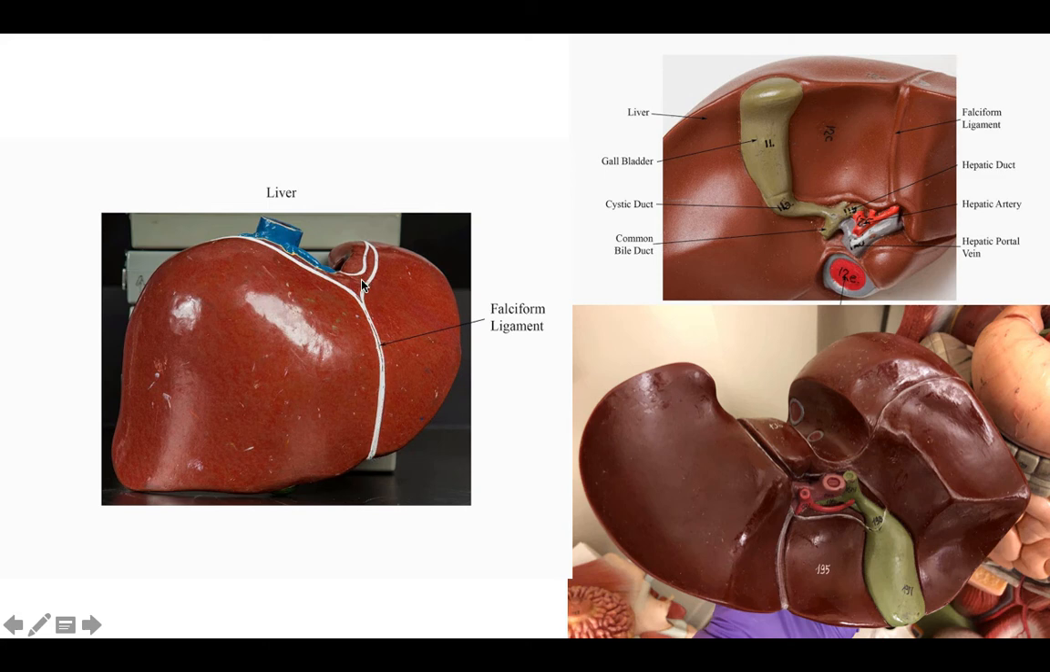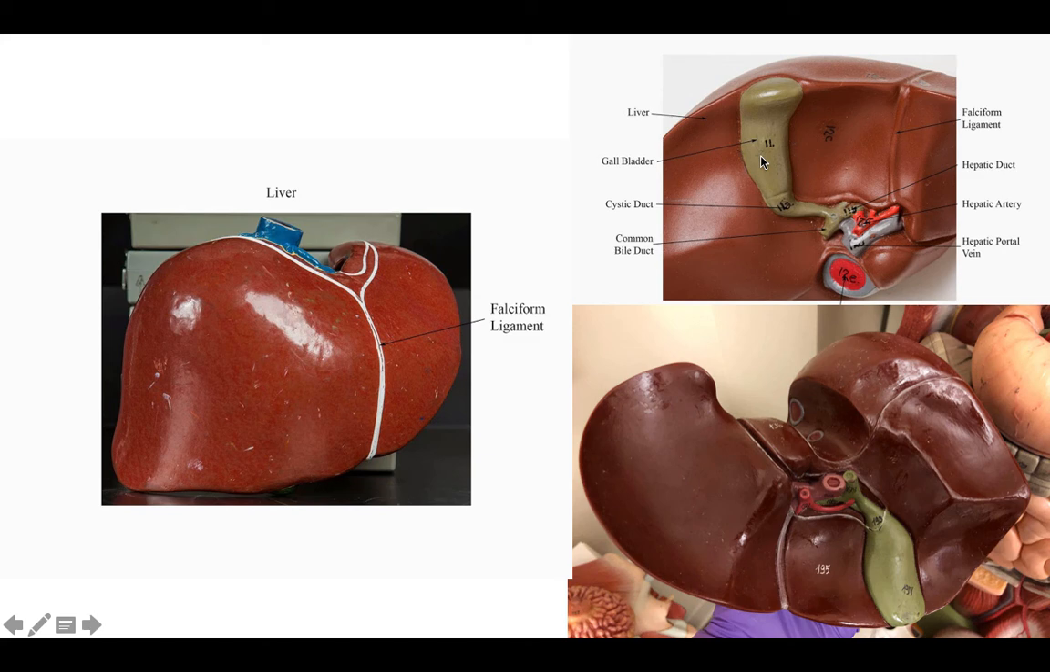Okay, so the main function of the liver is to produce bile, right? And that bile is going to aid in digestion of lipids, of fats. That bile is so important that the liver actually will overproduce bile, and some of that bile will move from the hepatic duct into the cystic duct and into the gallbladder, so that the bile can be stored.